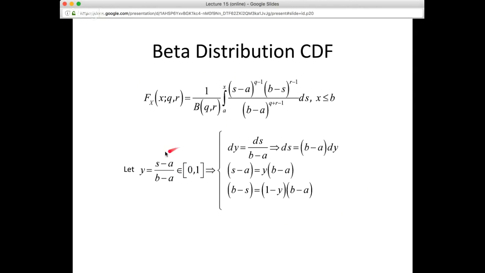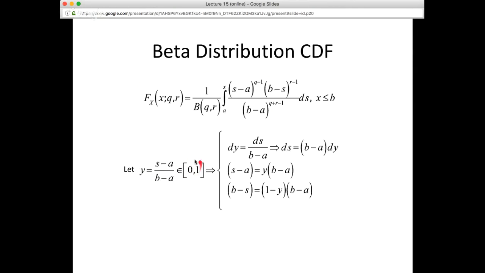And the upper limit occurs when s is equal to b. And so when s is equal to b, you can see that this ratio here is just unity. And so that's the upper limit 1. So basically, we're transforming s, which can go from a to b, into y, which goes from 0 to 1.